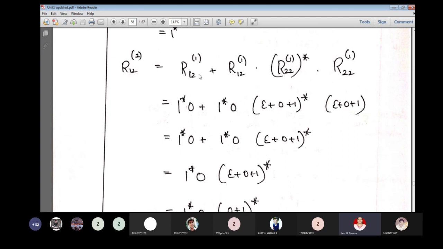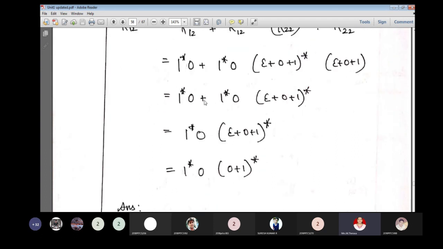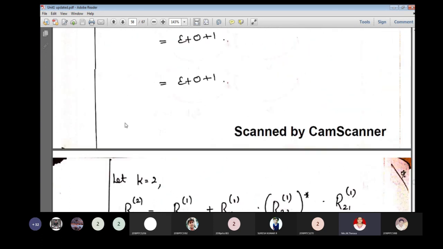Expand this R12 power 2 as R12 power 1 plus R12 power 1, R22 power 1 the whole star, R22 power 1. Substitute all the values from the previous calculation, k is equal to 1. Okay, so 1 star 0 plus 1 star 0, epsilon plus 0 plus 1 the whole star, epsilon. So this entire thing can be represented as 0 plus 1 the whole star. And here 1 star 0. So on both sides you have 1 star 0, you can simplify as 1 star 0, 0 plus 1 the whole star.